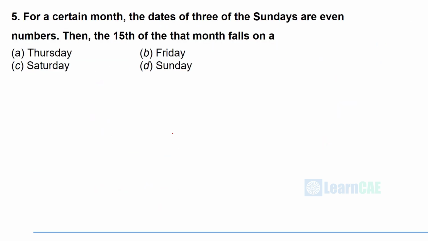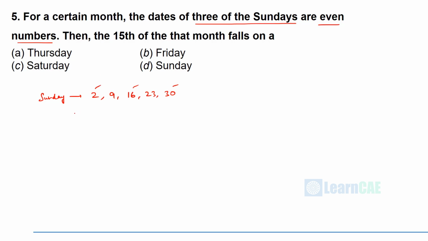Okay. Next question. For a certain month, the dates of 3 of the Sundays are even numbers. Then the 15th of the month falls on which day? So they are saying 3 Sundays are falling on even numbers. So let us start with 2. So Sunday starts with 2. The next Sunday will be 9. The next one will be 9 plus 7, 16. Again 16 plus 7 is 23. Again 23 plus 7 is 30. So there are 3 Sundays possible.